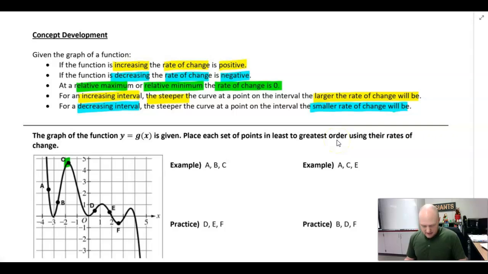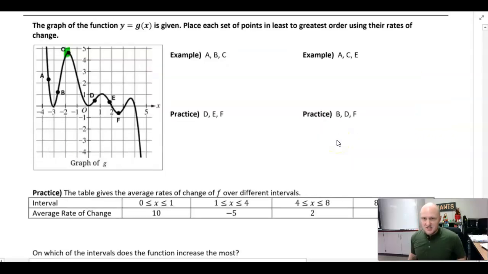So let's look at these examples here. It says the graph of the function y equals g of x is given. Place each set of points in least to greatest order using their rates of change. These problems, they love to give us a positive, a negative, and a 0 slope usually, or they'll make us determine which slope is more positive or more negative. So let's look. Example number 1, A, B, and C.